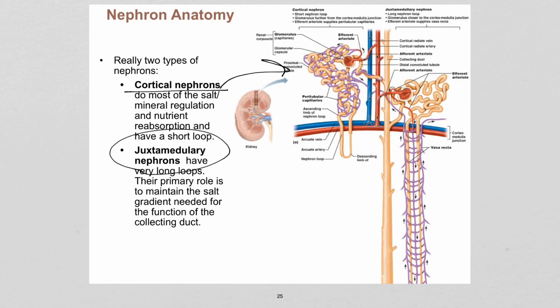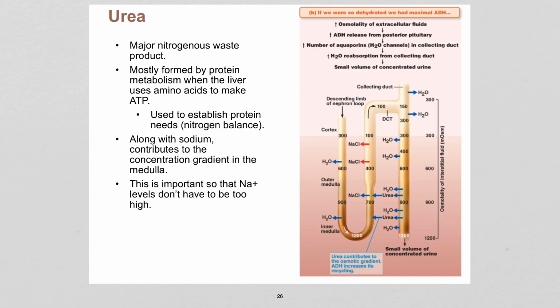Juxtamedullary nephrons, because they're juxtaposed to the medulla, have really big renal loops, and they pretty much do all the stuff with making the salt gradient. And so there's nothing really new to know here, except there are actually two categories of nephrons, and we've been sort of lumping them together all along. But for the sake of the exam, you don't really have to worry about this separation too much.